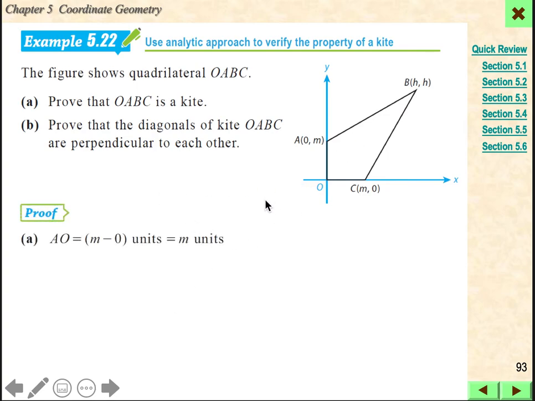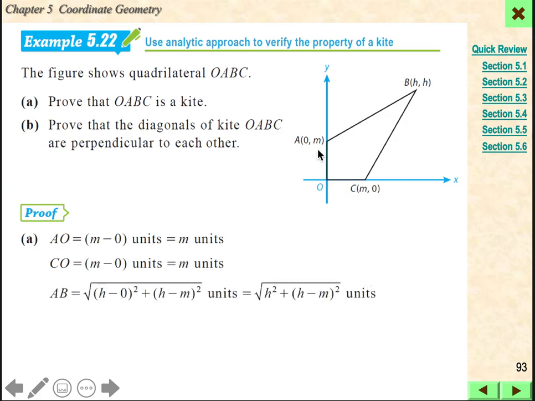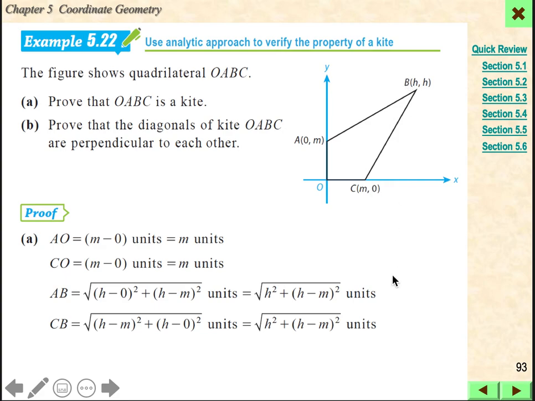If you look at this one again, you can see it like this. You find out the length, and then this one as well, CO. You can find out AB, the length, CB, the length, and you can find out all of them are equal. So this one will be a kite. Is it clear? They are equal.